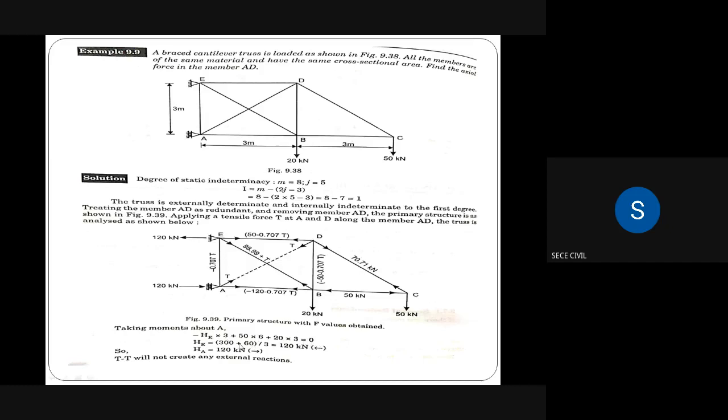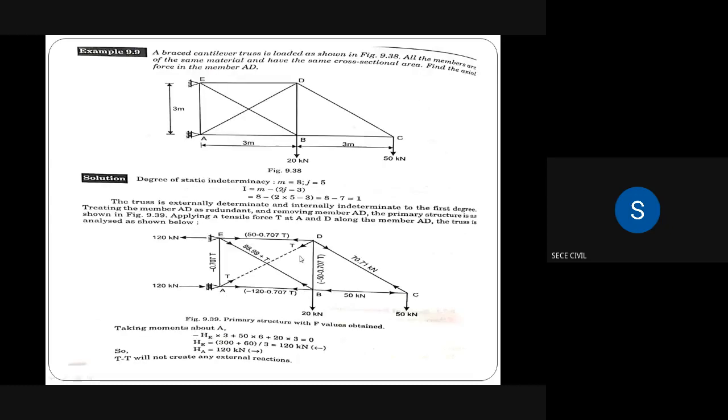After simplifying this, we'll get the HE value, so HE is 120 kilonewton. We are getting a positive value, which means what we assumed at point E, towards the left side, is correct. So HE is 120 kilonewton acting towards the left side. If this load is acting towards the left, then at point A there is one more force HA acting towards the right-hand side. After calculating HE and HA, we have to calculate the member forces.